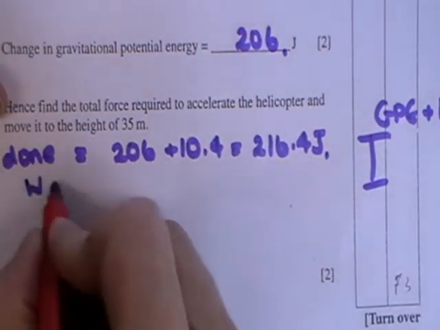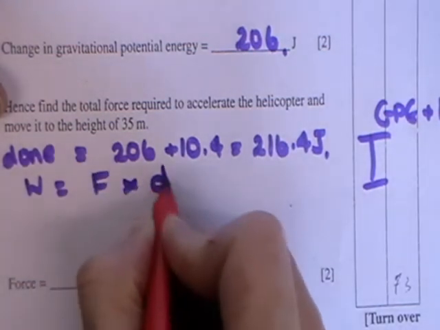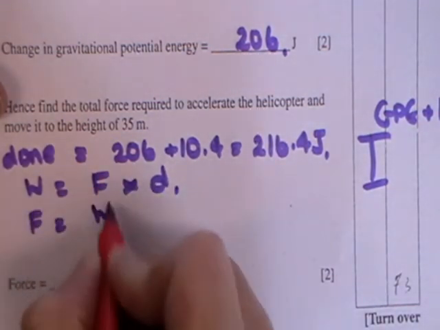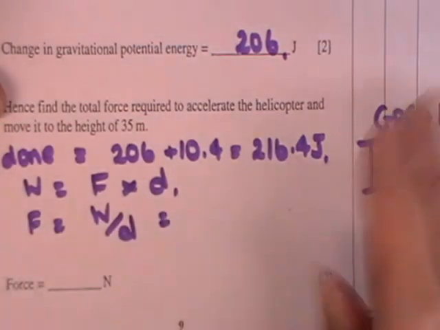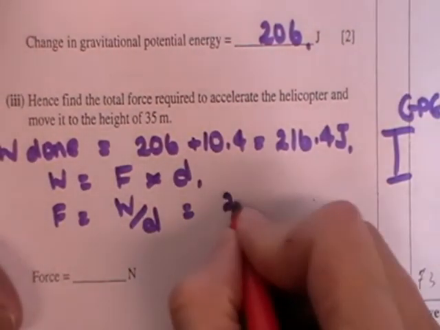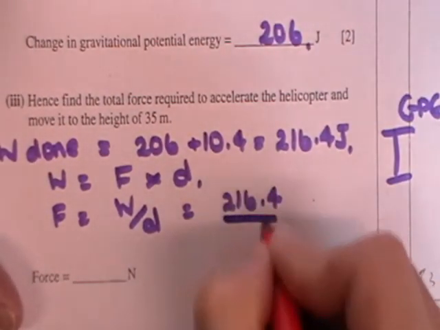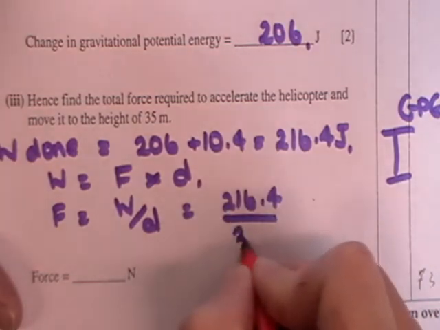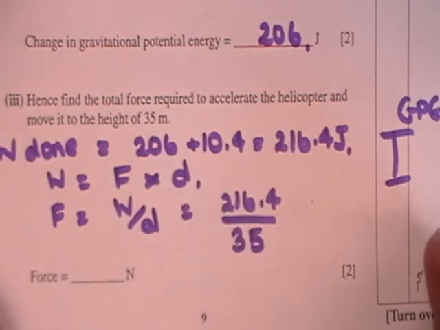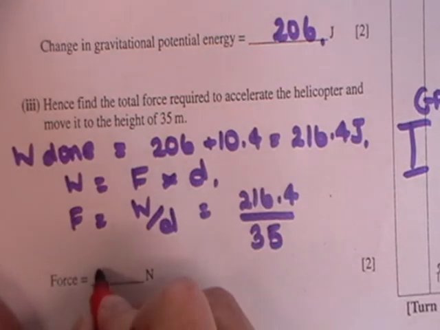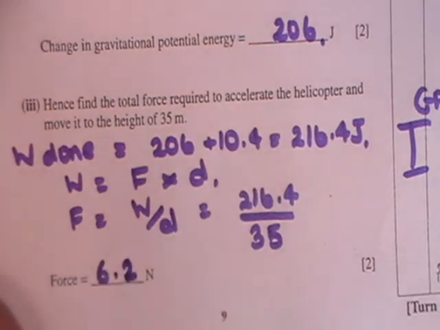And work done is force times distance. And therefore, force is work over distance. And so that's equal to 216.4 divided by the distance, which is 35 metres it's travelled. And so the answer comes out to be 6.2 newtons.